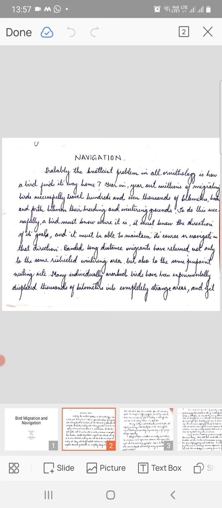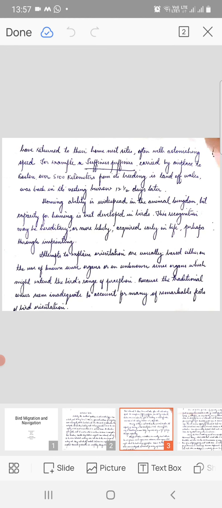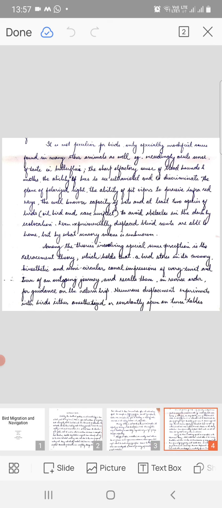It is not peculiar to birds; specially modified senses are found in many other animals as well. Examples are the exceedingly acute sense of taste in butterflies, the sharp olfactory sense of bloodhounds and moths, the ability of bees to see ultraviolet and to discriminate the plane of polarized light, the ability of pit vipers to perceive infrared rays, and the well-known capacity of bats and at least two species of birds, the oilbird and cave swiftlet, to avoid obstacles in the dark by echolocation. Even experimentally displaced blind newts are able to home, but by what sensory means is unknown.